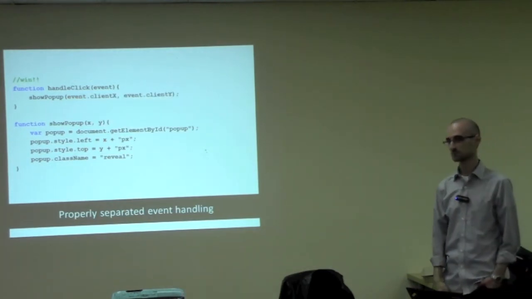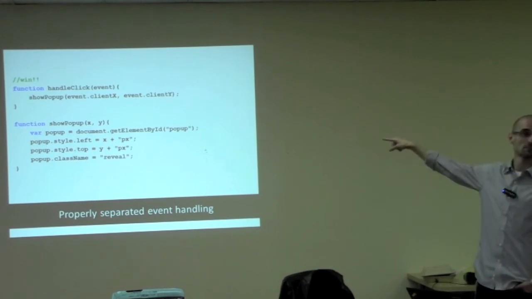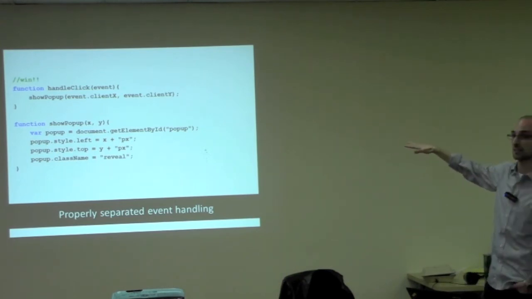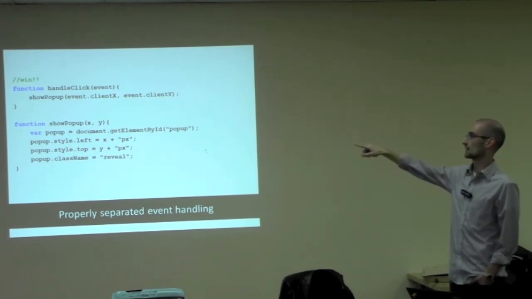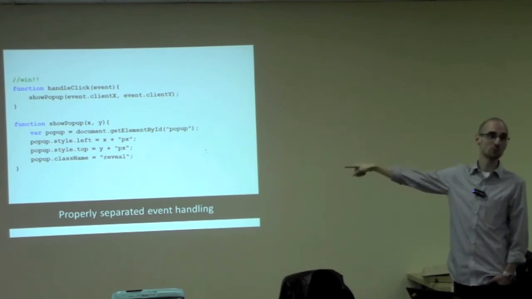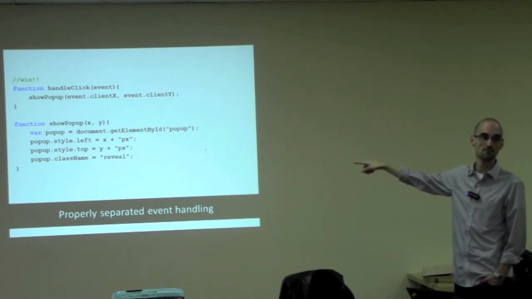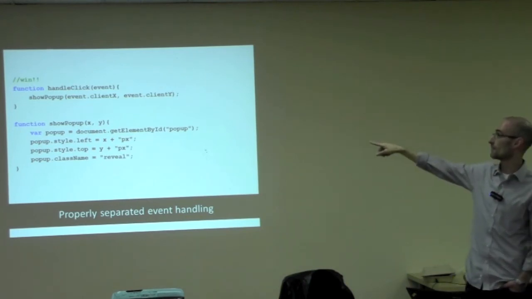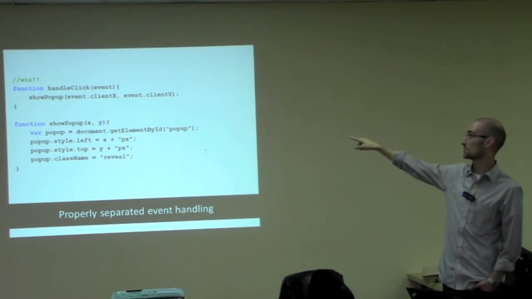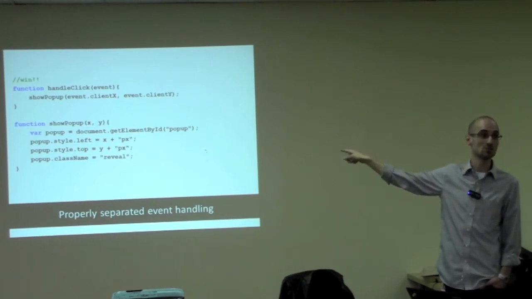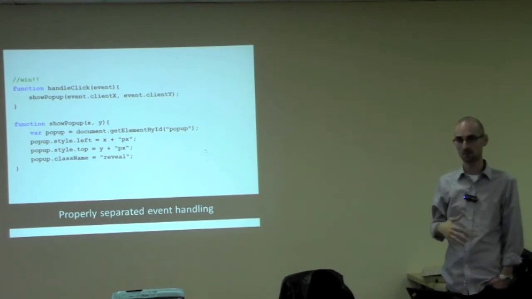This is much better. So we have handleClick. That is literally just handling the click. Right, click goes to there. It calls showPopup. showPopup has been refactored, so it accepts two arguments, X and Y. And so showPopup gets passed event.clientX and event.clientY. So I'm no longer passing the event object around.